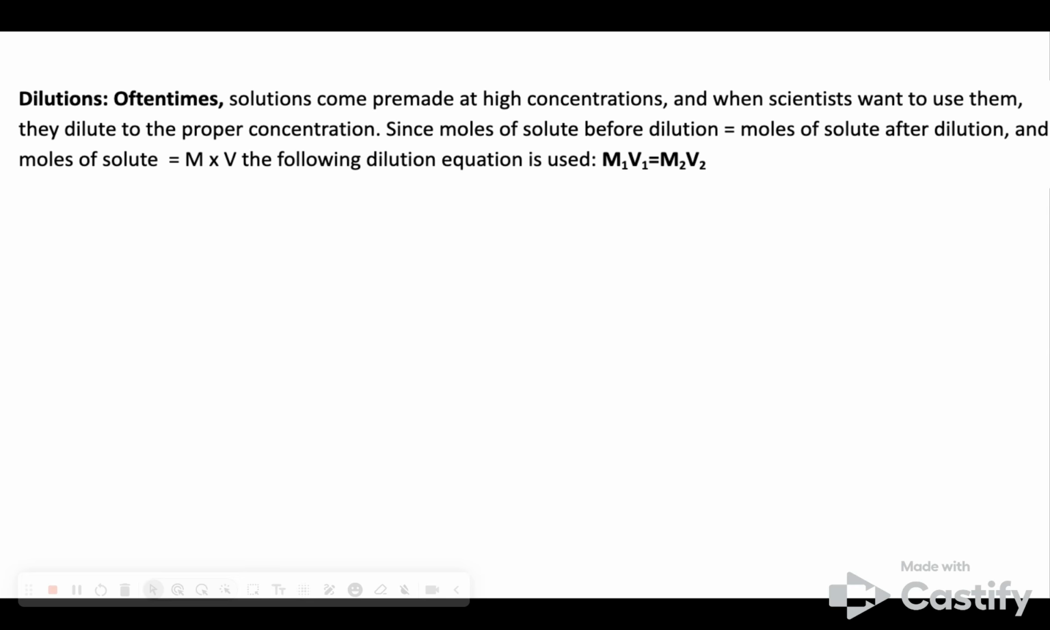Now, in this case, you don't have to have the units in milliliters or liters. They can be in any unit that you want. So you can skip any conversions that you need to do.